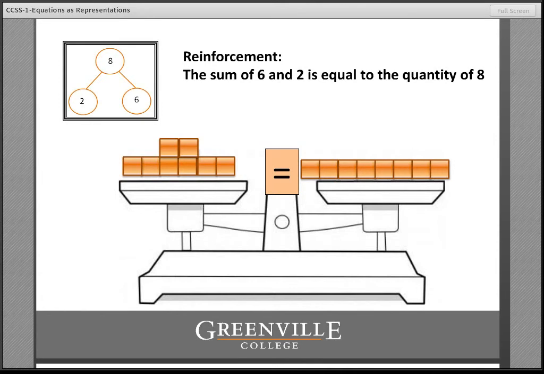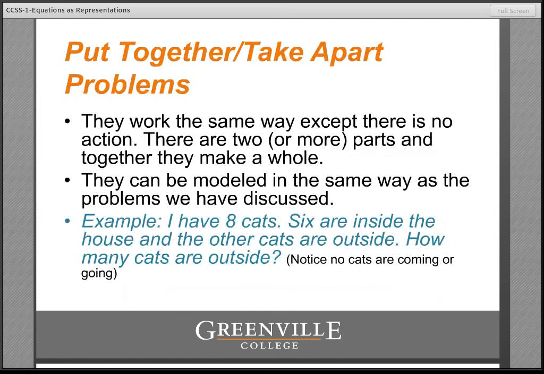The types of problems that we have discussed up to this point in the lesson are action problems. Another class of problems are the put-together, take-apart problems, and they also involve a total and 2 or more parts, so they can be modeled very similarly to the ones we've discussed thus far, although an operation sign based on an action is less likely.